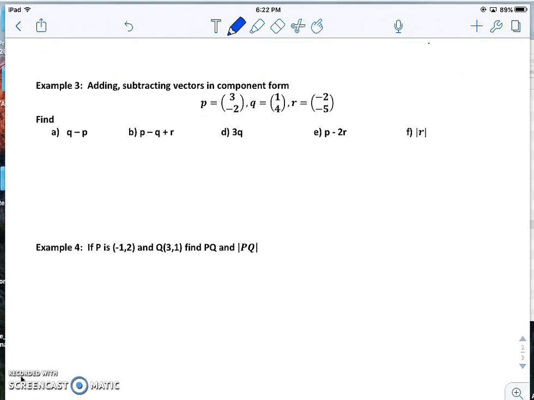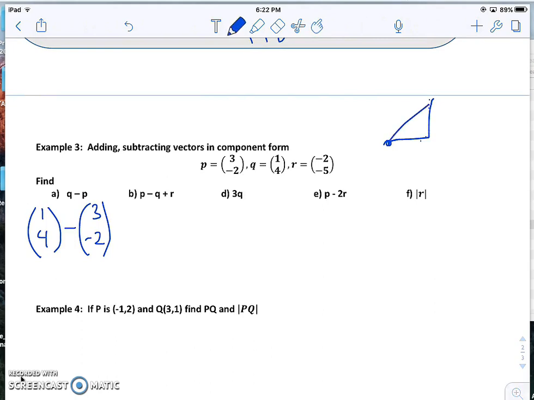Now adding and subtracting vectors. So if we have Q, 1, 4, and we're subtracting P, 3, negative 2. So this is like saying we have a vector, we go over 1 and up 4. And then we're subtracting, so we're going backwards 3, and negative 2. So there's our vector right there. But then what's happening, we're going the other way.